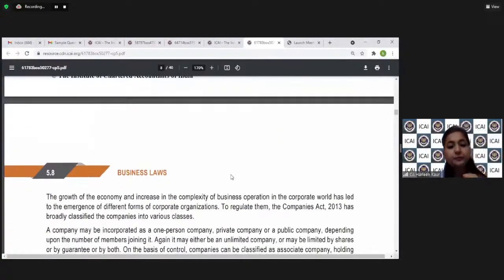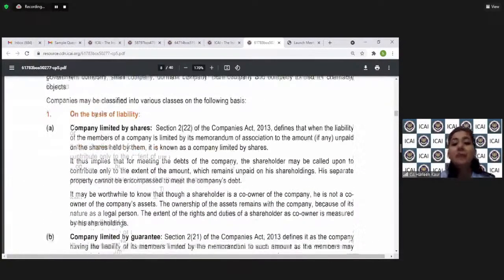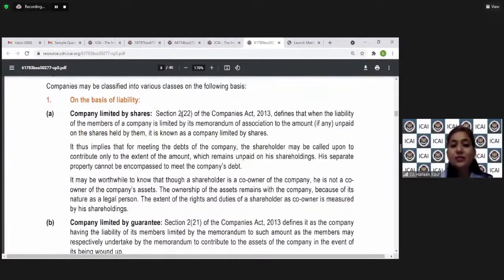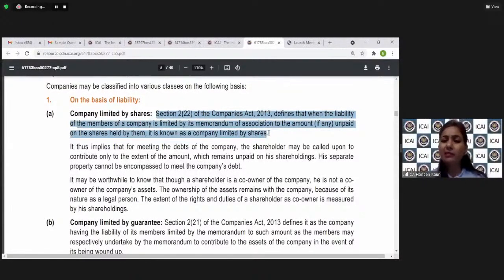It says company limited by shares. So section 2, subsection 22. Those who ask me, ma'am, is it mandatory to learn the sections? If you can learn it, fine. Otherwise, for CA Foundation, still leave away the sections. Sections are not important. Content is more important. So section 2, subsection 22 says, when the liability of a member is limited by its memorandum of association.